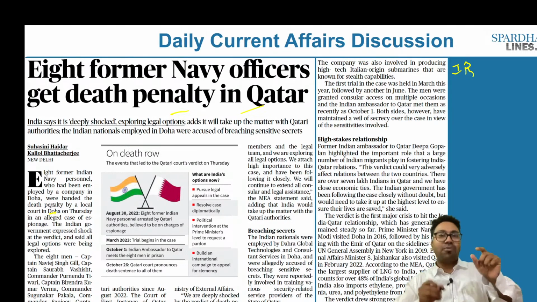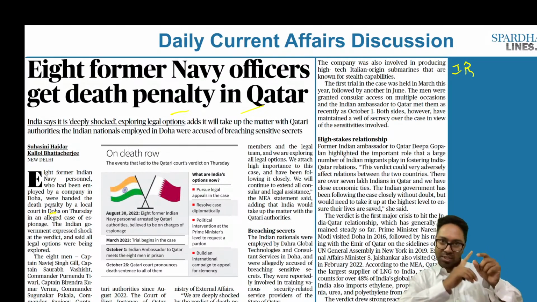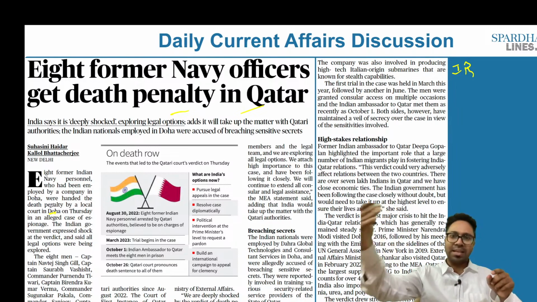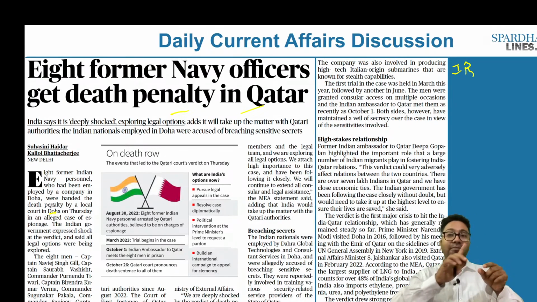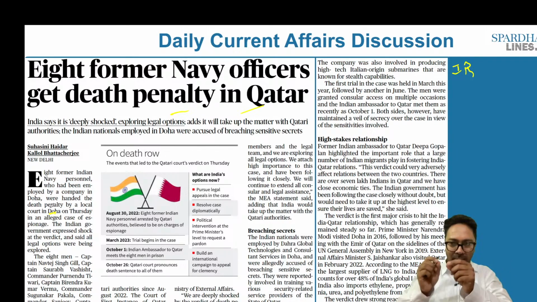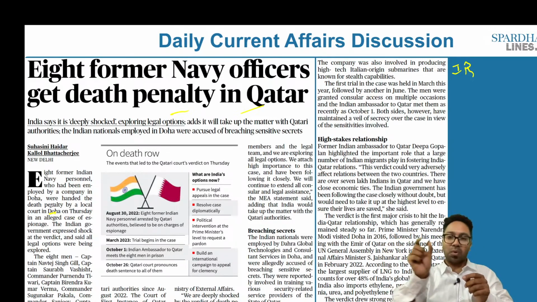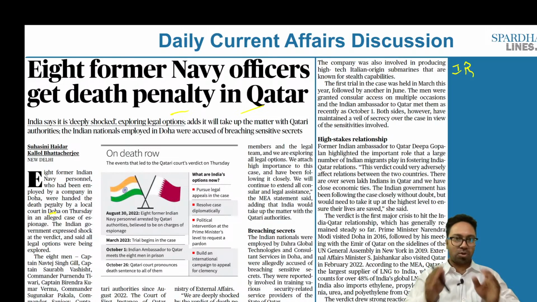We have about 8 former Indian Navy officers. These former Indian Navy officers who were present in Qatar were working for one of the local companies in Qatar, and these people have now been handed the death penalty by the court of the first instance in Qatar, which is what this article speaks about. So the first important factor that we have to understand is, where is Qatar?